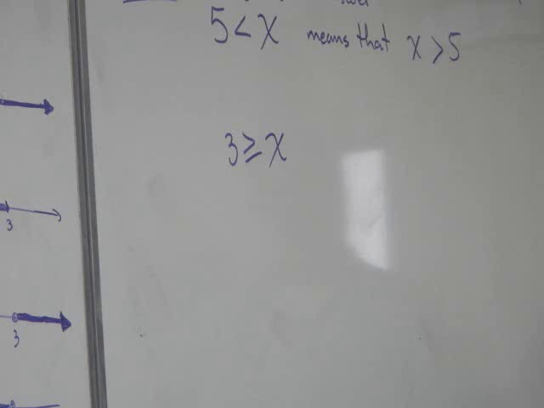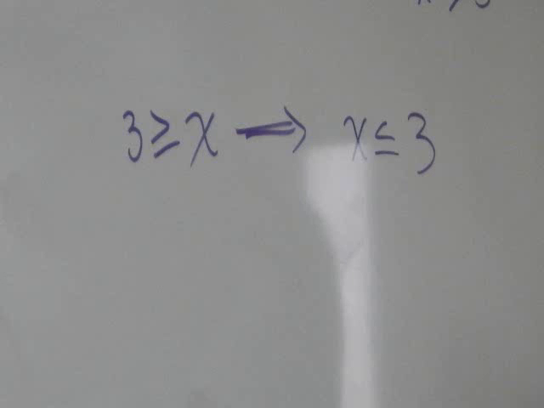Okay? So tell me how you can rewrite this one here. How would you rewrite this problem? 3 is greater than or equal to x. What's another way of saying that? x is less than or equal to 3. Does that make sense? If you reverse the x and the number, you also have to reverse the inequality. If this number is bigger than this number, then this number is less than this number. That's what I wanted to show you.